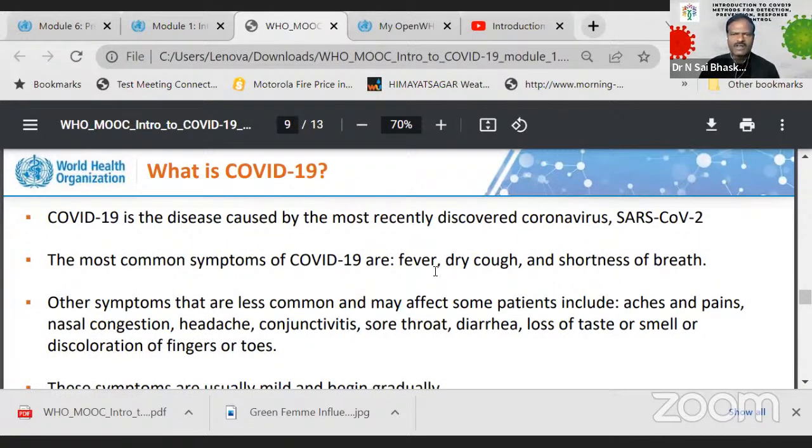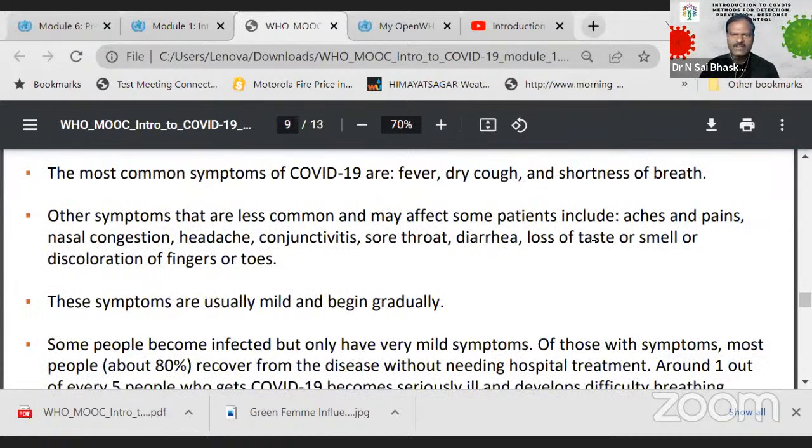Symptoms are fever, dry cough, shortness of breath. Of course, we also have diarrhea, loss of taste or smell, and discoloration of fingers or toes. This is also happening. Other things you could see are pains, headache, conjunctivitis. Sometimes blood clotting also happened, and it also led to cardiovascular challenges like heart attack and other things.